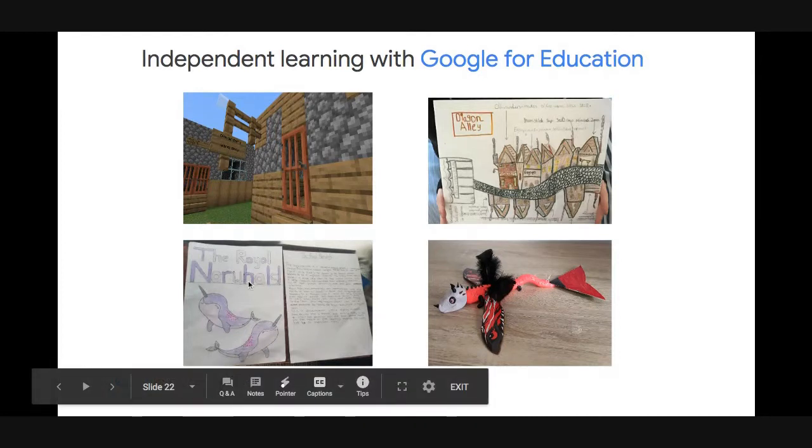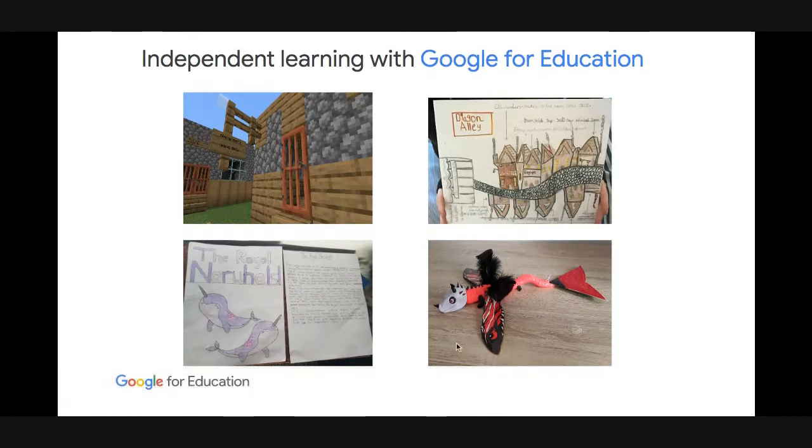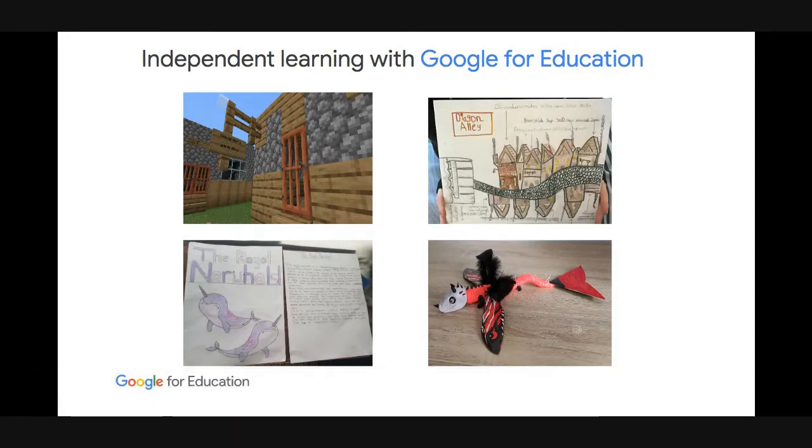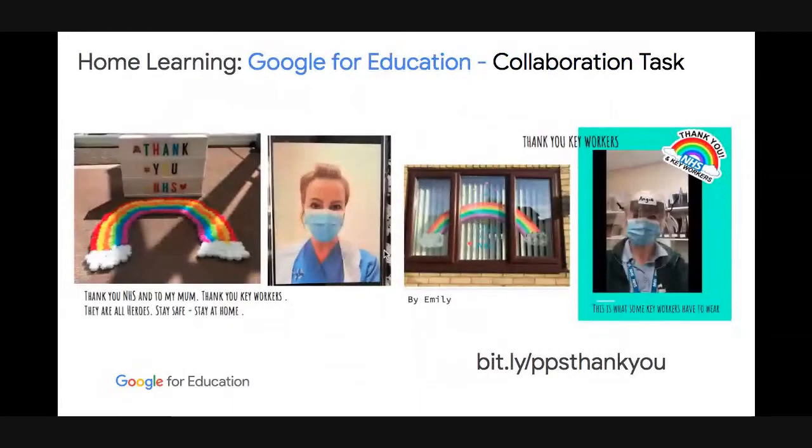And then another example, Fantastic Beasts. They had to create a character. Again, one child created a model, where another child drew a picture with detailed writing explaining the task. So it just gives the children the opportunity to work independently and come up with their own ideas. We then do a weekly collaboration task.